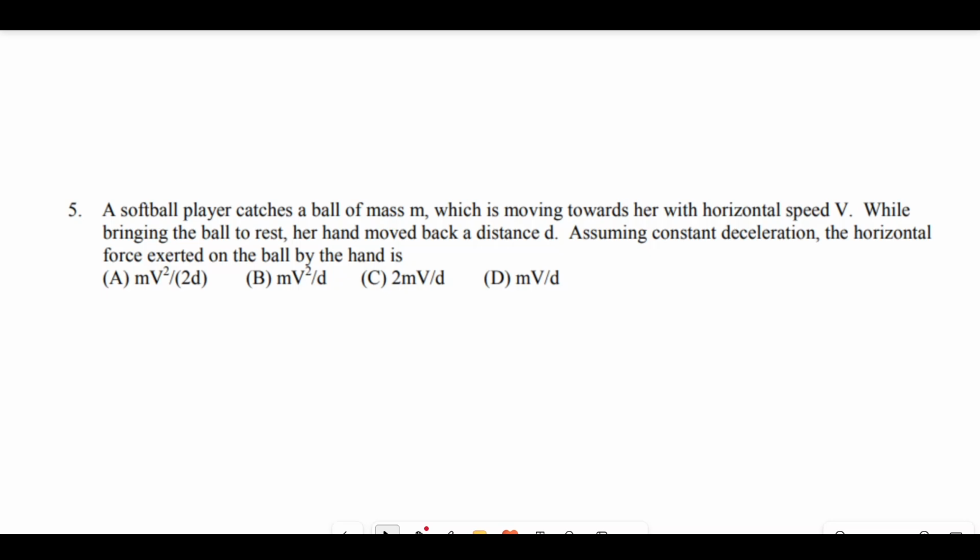Today we have a work and energy problem from the MIT AP Physics 1 workbook that will be in the description down below for you guys to follow along. And with that being said, let's go ahead and read the question.